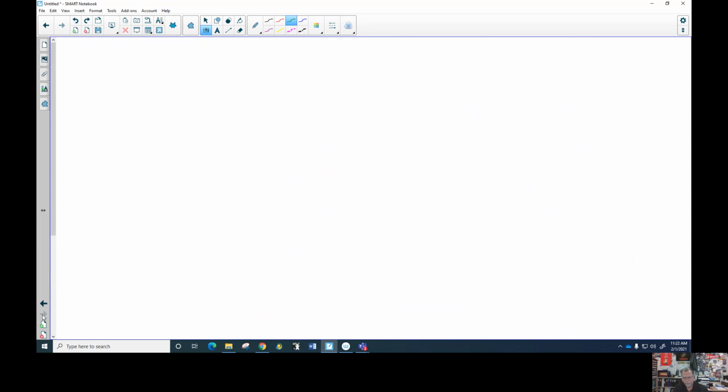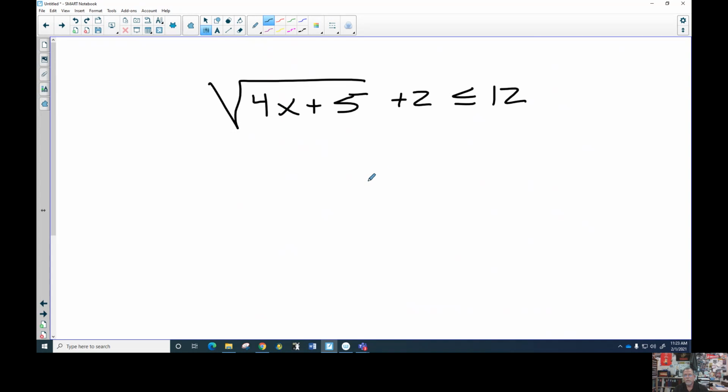All right, one more. Let's look at the square root of 4x plus 5, plus 2 is less than or equal to 12. So first thing, we've got to isolate it. So we're going to subtract 2 from both sides. And we get the square root of 4x plus 5 is less than or equal to 10.